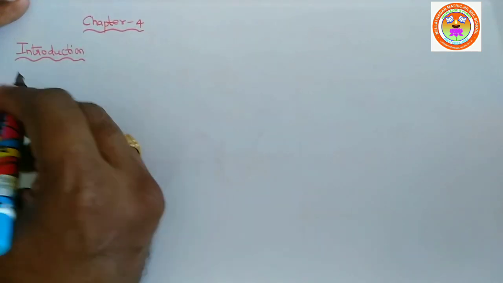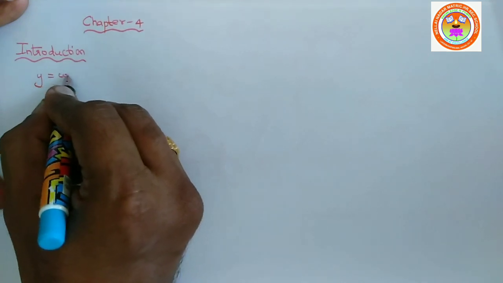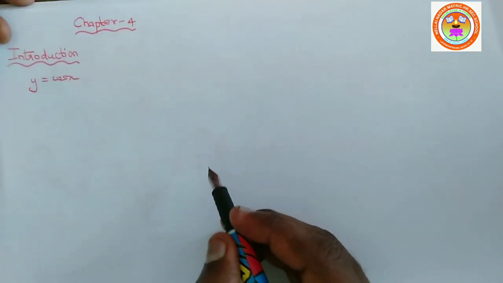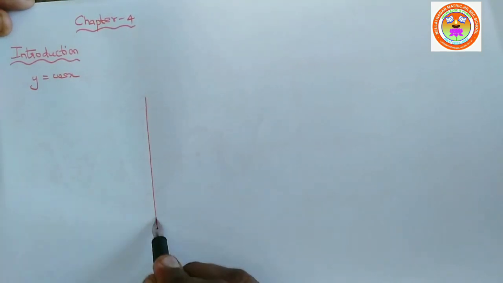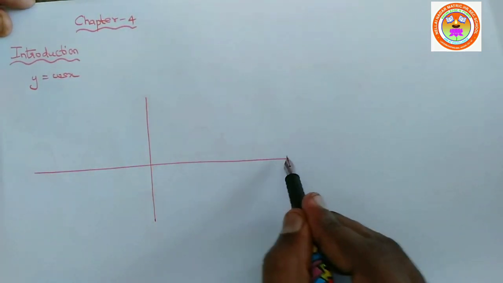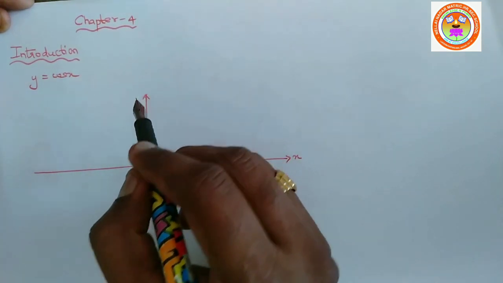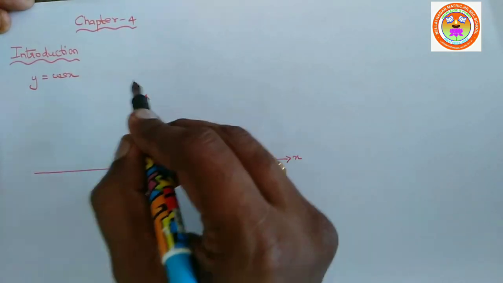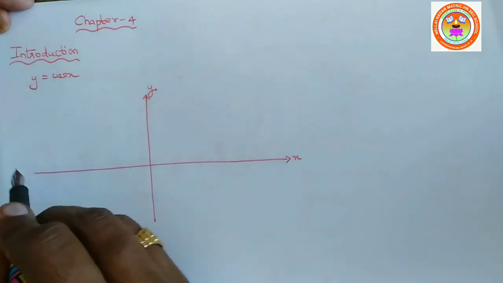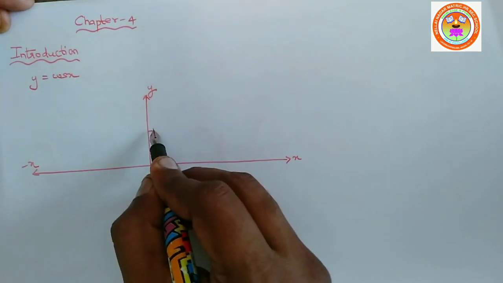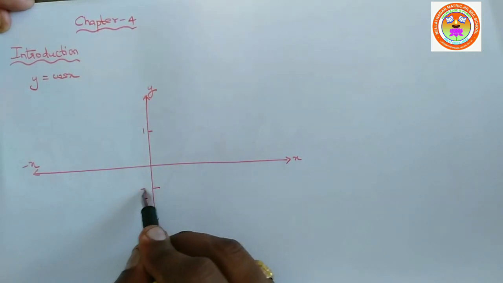Now we will start with the diagram of y equal to cos x. The diagram for y equal to cos x will be, as we drew for sin x, with some changes in that curve. This will be y, this will be minus x, and this will be minus y. This is plus 1, this is minus 1.